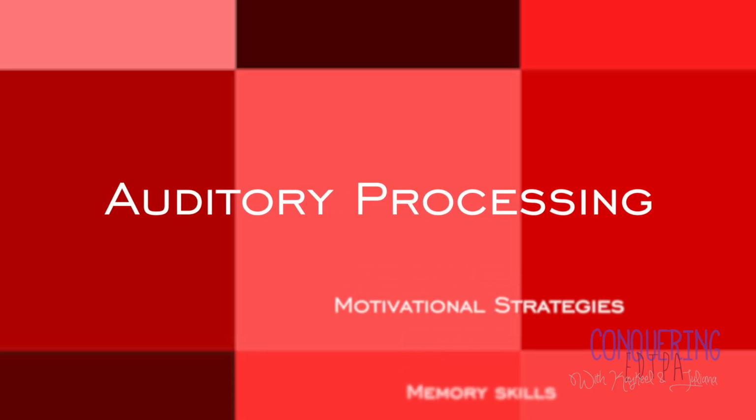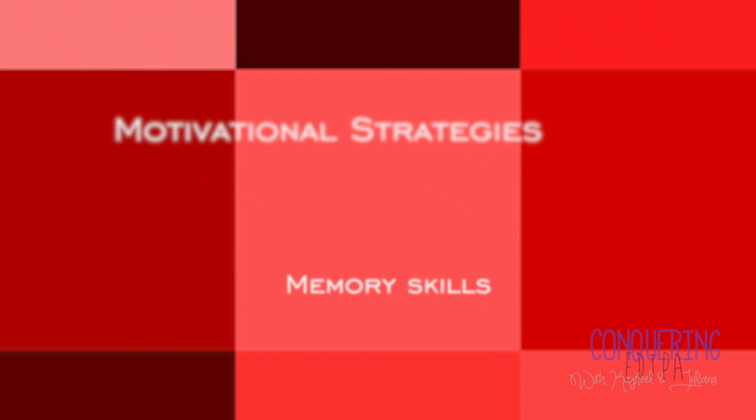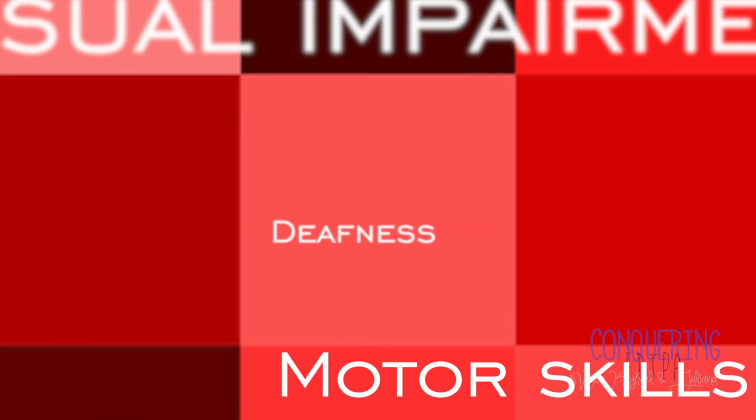The second note is students' learning needs. So these are emotional, mental, and physical. In the emotional section, some examples of this are anger management, anxiety, self-esteem. For the mental needs, it could be auditory processing, motivational strategies, some memory skills. For physical needs, it could be anything from visual impairment, deafness, or motor skills. So keep those in mind. And then we have number 3.